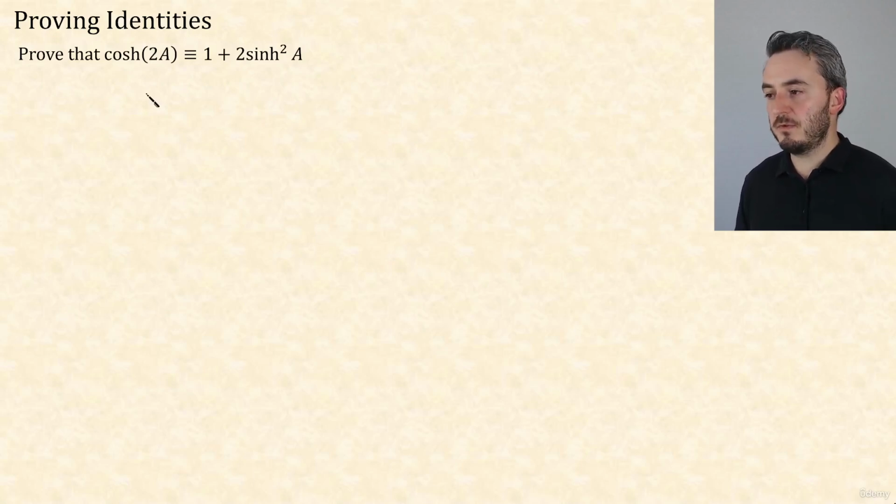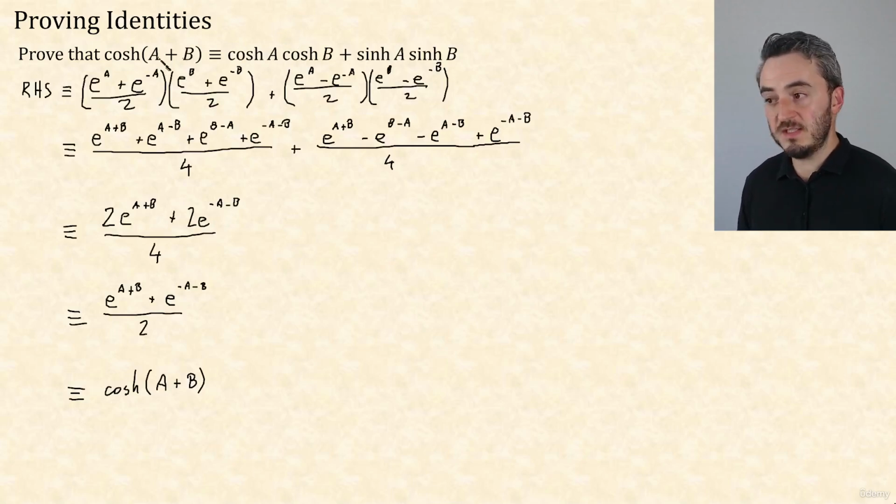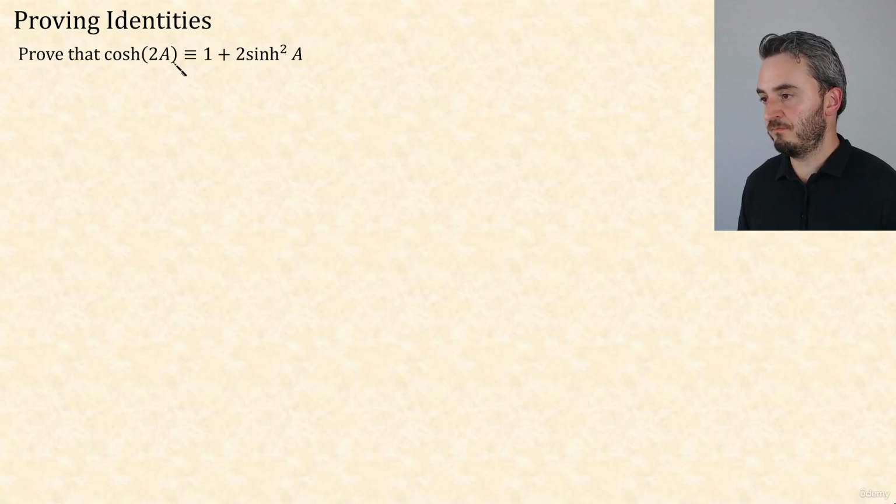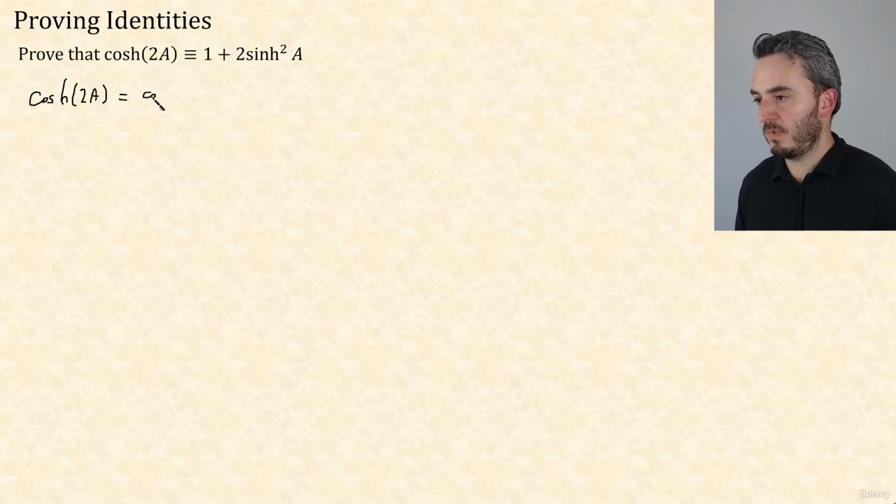Well, if a question doesn't tell you to use the definition of cosh, we can use known identities. For example, if we wanted to prove this, I could just use this identity here, but have it as a plus a. So let's do that. Cosh of 2a is the same as cosh of a plus a.